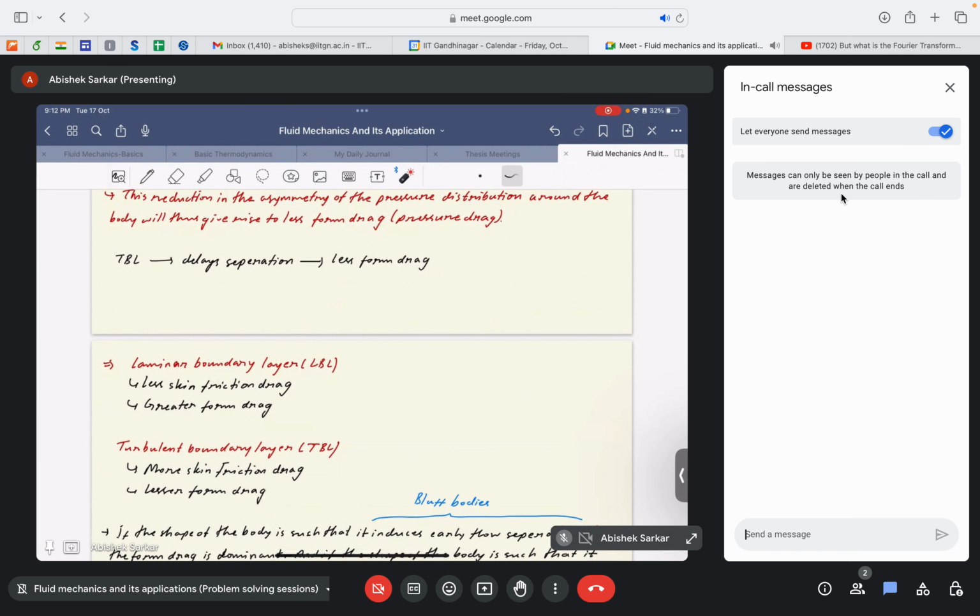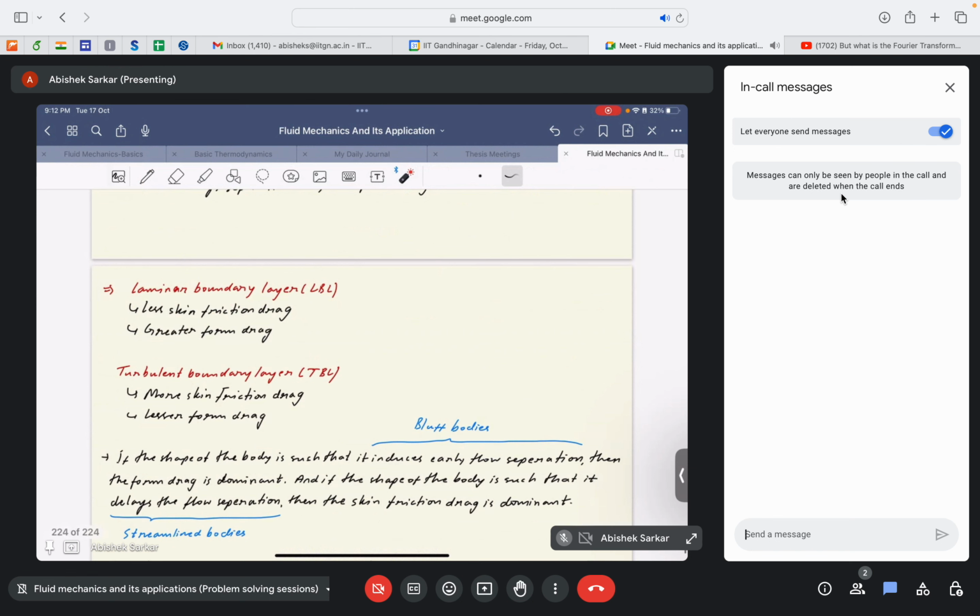For laminar boundary layers, that is in the case of a plain golf ball, there will be less skin friction drag and a greater form drag. Similarly, in the case of a turbulent boundary layer, there will be more skin friction drag because of the higher velocity gradients. Why? Because tau wall is equal to mu times du by dy at the wall. And there will be less form drag. Why? Because it delays the flow separation. Right.